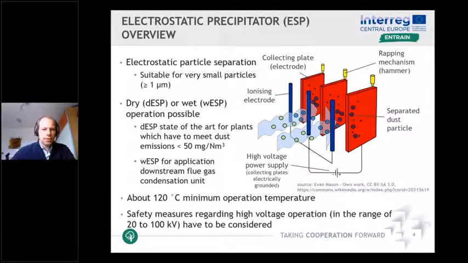What has to be considered is that there is a minimum operation temperature regarding the flue gas temperature entering the electrostatic precipitator of about 120 degrees Celsius. And due to the fact that this system is operated with high electric voltage, safety measures have to be considered because the high voltage power supply is in the range of about 20 to 100 kilovolts.